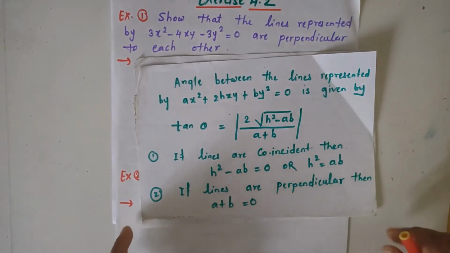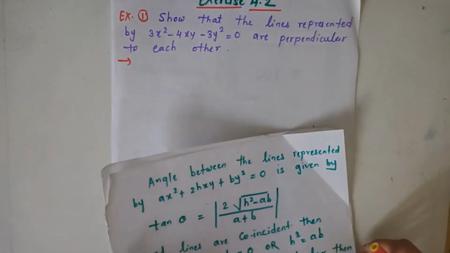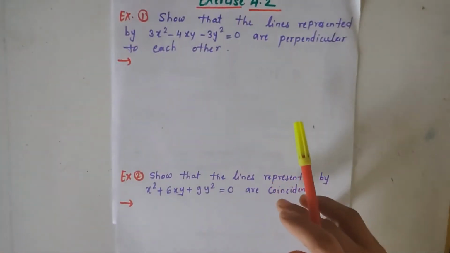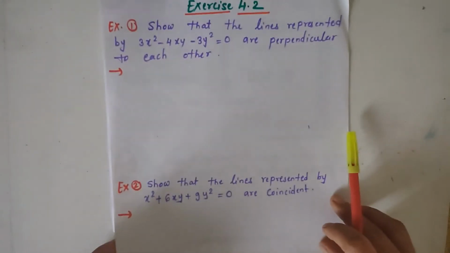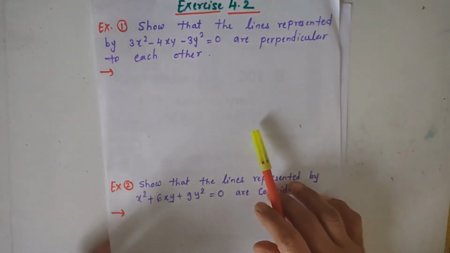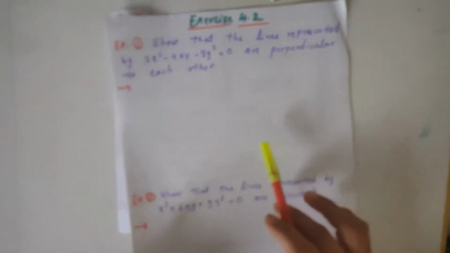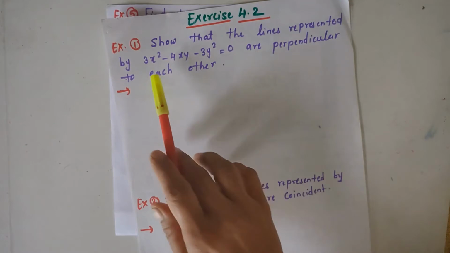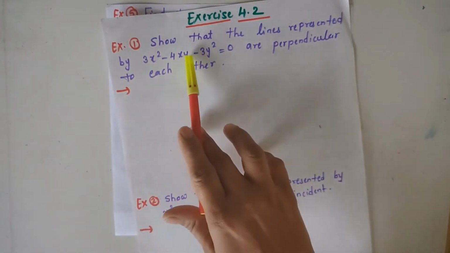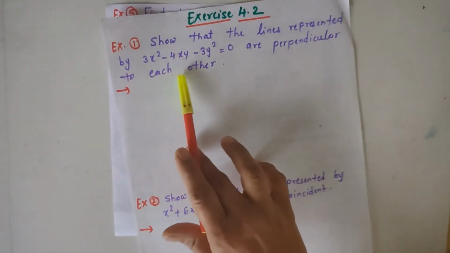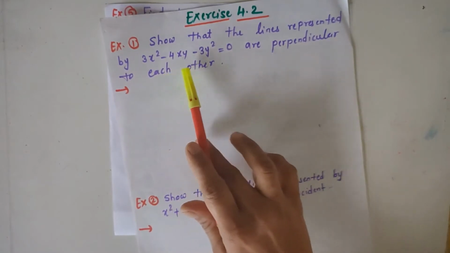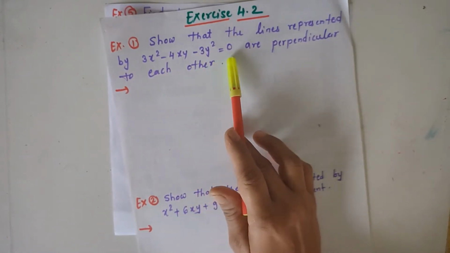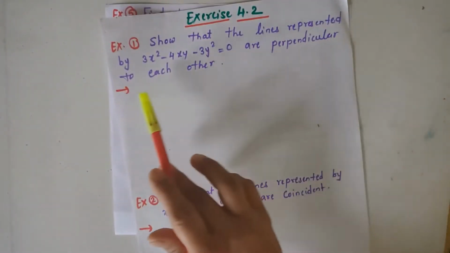And if lines are perpendicular, then a plus b is equal to 0. Now we are going to solve the examples on exercise 4.2 based on the angle between the lines represented by homogeneous equation of degree 2. These examples are 2 or 3 marks type examples. Let's see the first example.